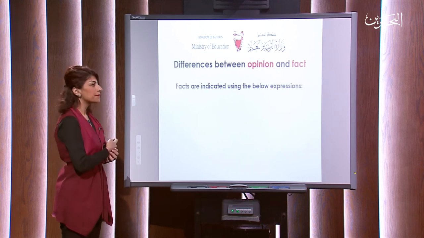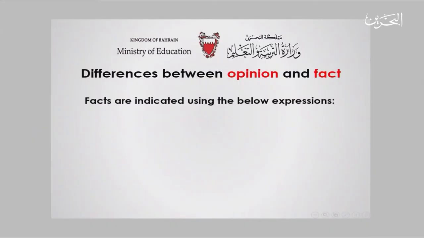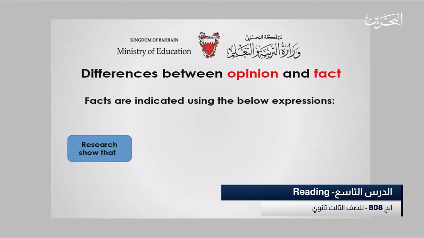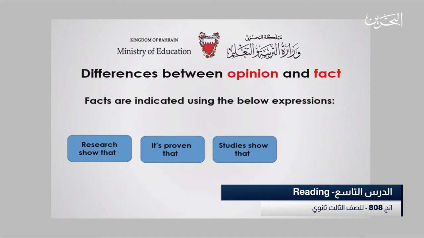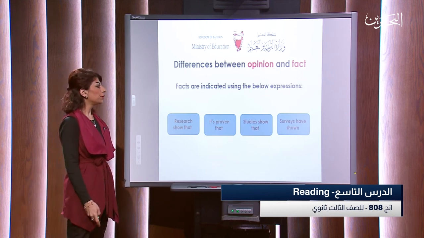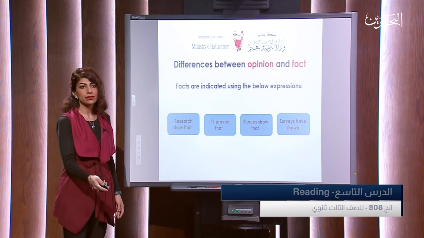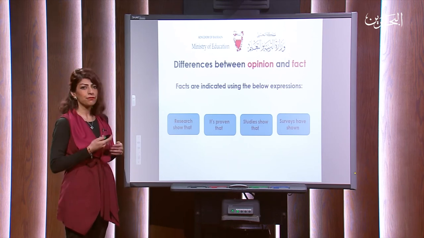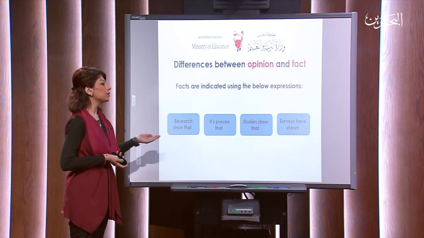Now let's move to the facts. Pay attention, my dear students. Facts are indicated using the below expressions. Research shows that, it's proven that, studies show that, surveys have shown. In this case, here, you are not allowed to express your opinion since there is a fact which was already studied before. For example, they have done a survey on the number of population in Bahrain and they figured out a number. You cannot argue in this number because it's based on a fact. So, if you have facts that you want to talk about, you can use those expressions.